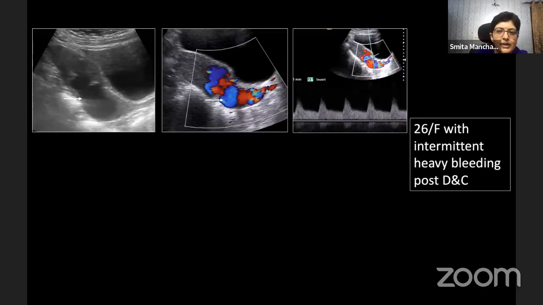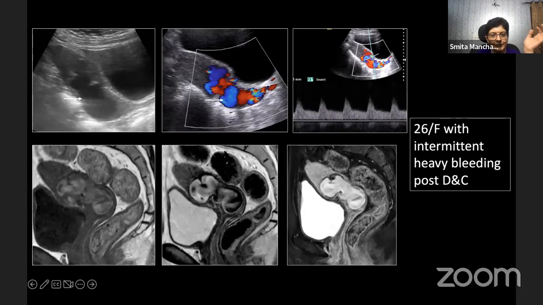So here you can see a 26-year-old lady with intermittent heavy bleeding, post-dilatation and curettage. Now what is happening? Almost the entire cervix, and you can see in the lower uterine body this anechoic space. Whenever you see this anechoic space, just put on your color box. Never think of it as a cyst. This has to be evaluated on the color flow, and you can see that it is an arteriovenous malformation.